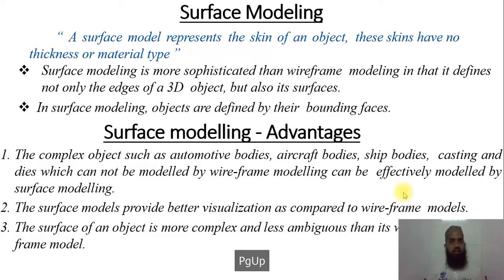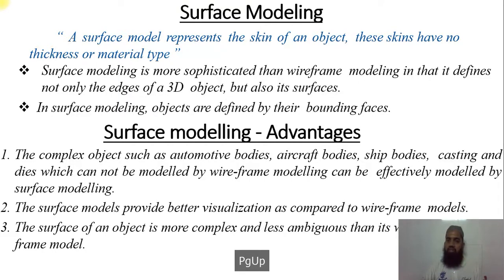Okay, the next type I am going to start is called surface modeling. A surface model represents the skin of an object. This skin has no thickness or material type. Practically it is not possible that the skin has no thickness or material type, but we can assume so because the thickness is very small. That's why we say the thickness is 0, as well as the material type, but practically it has a thickness and a material type also.